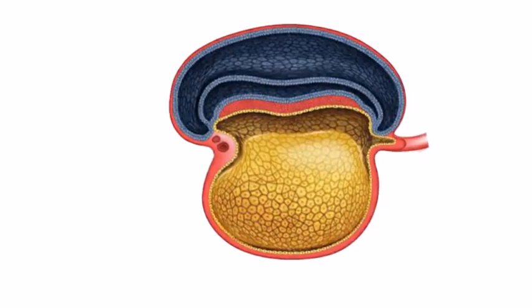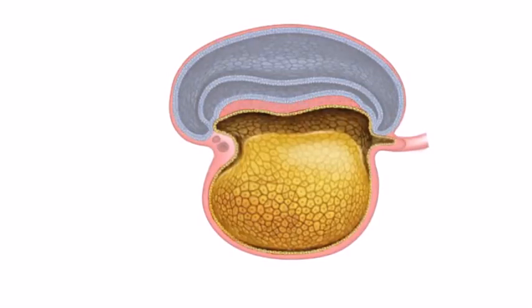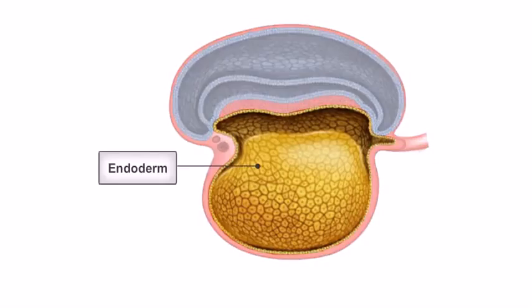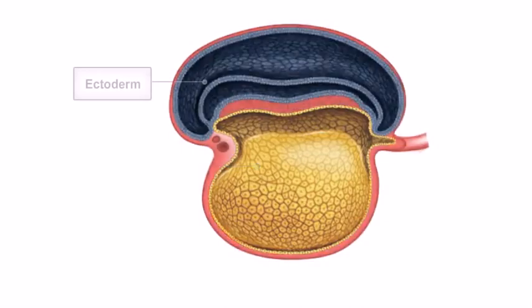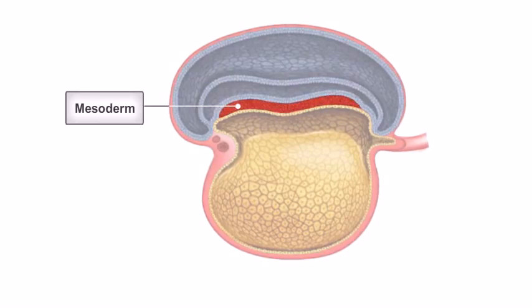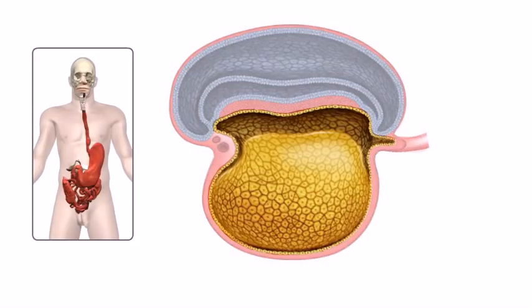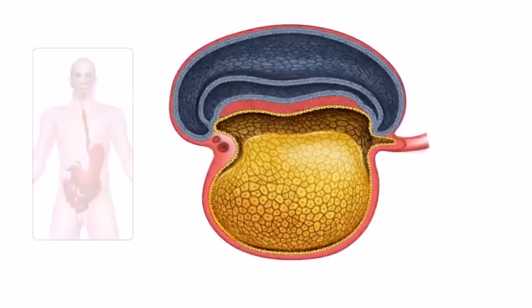The cylinder consists of three layers derived from the trilaminar embryonic disc. These are the endoderm, the innermost layer, the ectoderm, the outermost layer, and the mesoderm, located in between. The endoderm of the trilaminar disc is mainly responsible for the formation of the gastrointestinal tract.